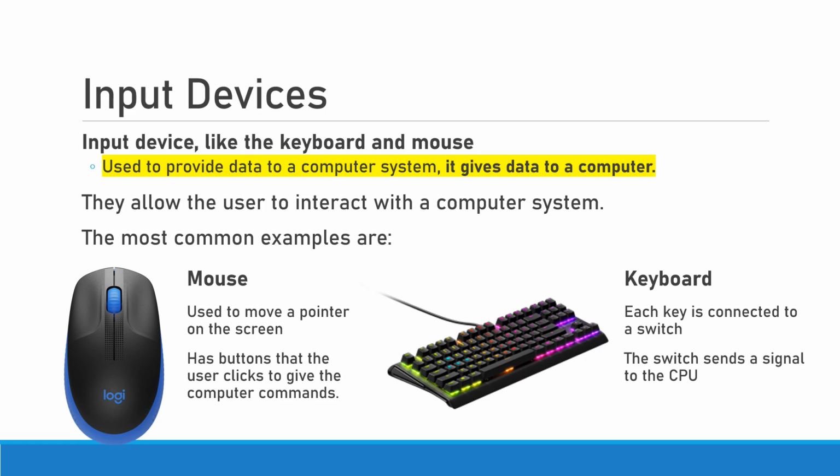Let's first take input devices, which are used to provide data to a computer system. They give data to a computer that allows the user to interact with it. Most common examples are things like the mouse and keyboard in front of you. Without them, you wouldn't be able to control what happens on your screen.